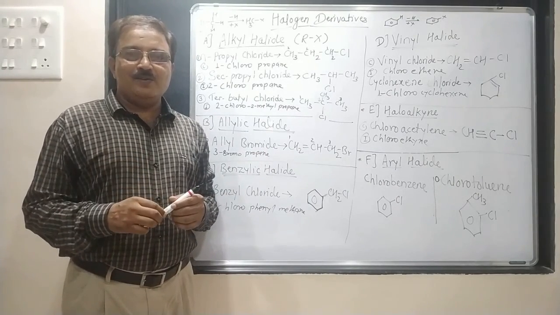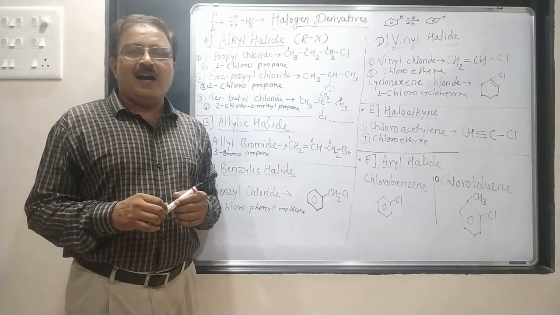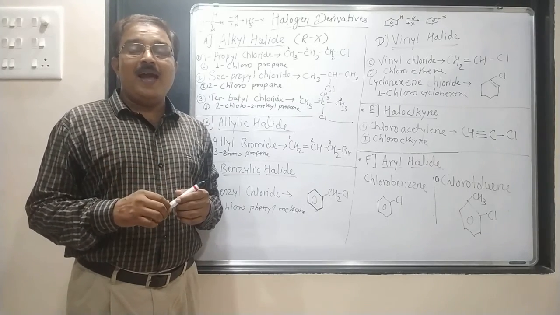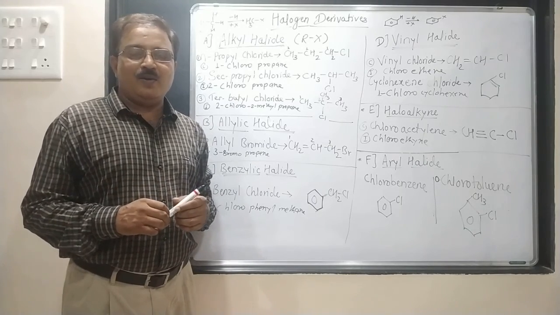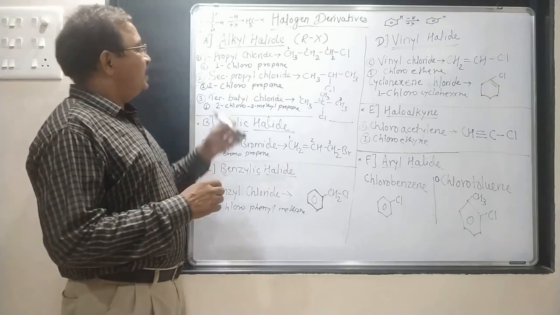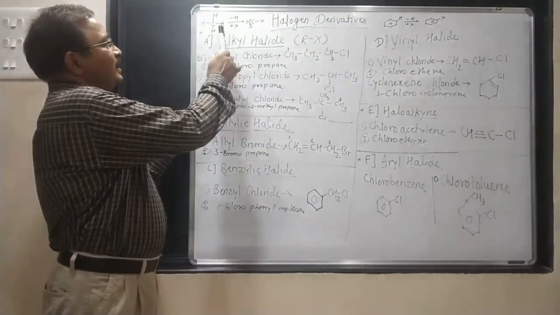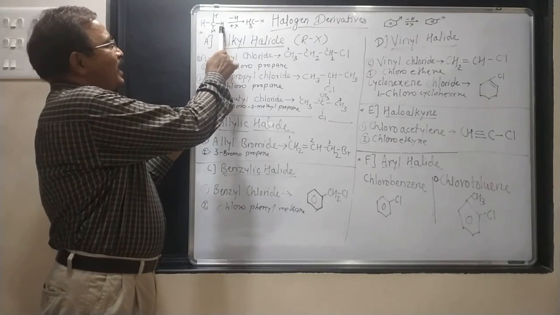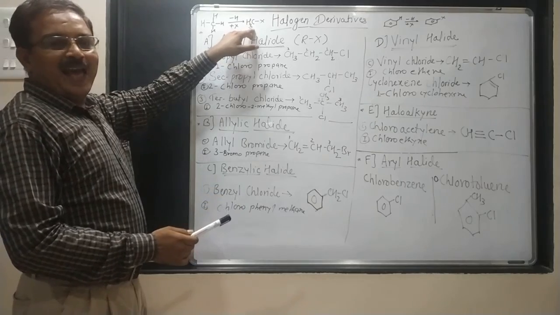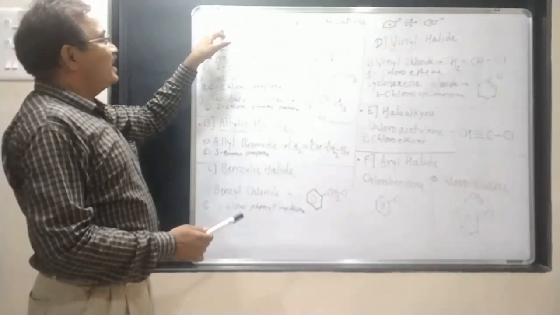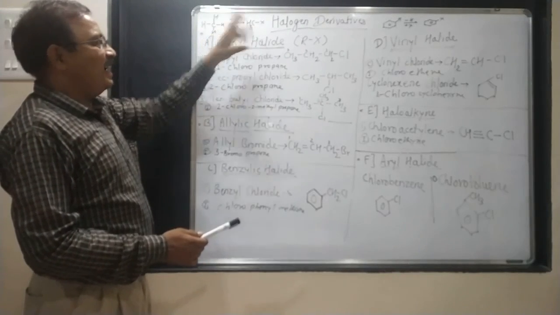The halogen derivatives are the compounds obtained by a replacement of hydrogen atom from aliphatic hydrocarbon or aromatic hydrocarbon by halogen. Let us take an example. Here is a structure of methane. In this methane, one hydrogen atom is replaced by halogen. The compound obtained, where an aliphatic hydrogen atom is replaced by a halogen, is called an alkyl halide.